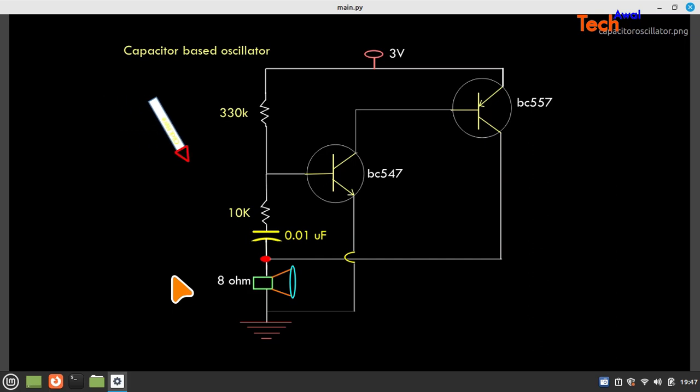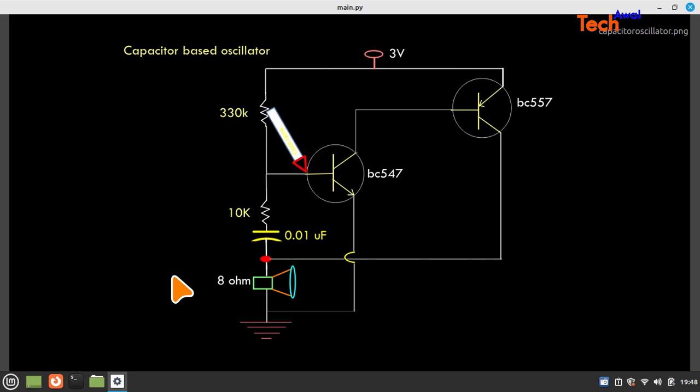Now we'll see what the circuit actually is. This is an NPN transistor and this is a PNP transistor. Being a PNP transistor, this is the direction of the arrow, so this is the emitter, this is the collector and this is the base, and similarly for the other, with the arrow sign, emitter, collector and base.